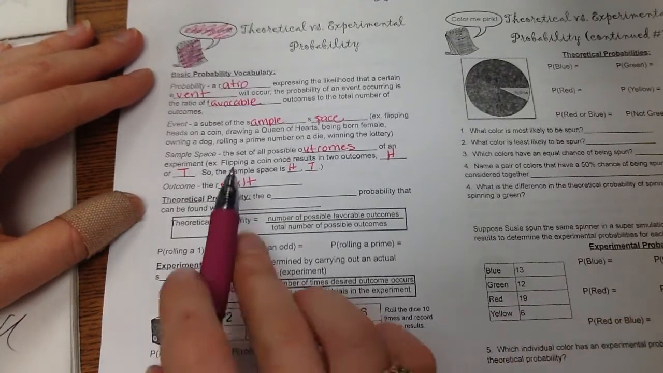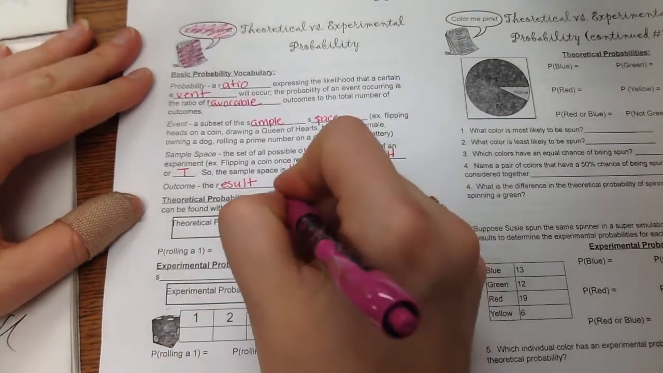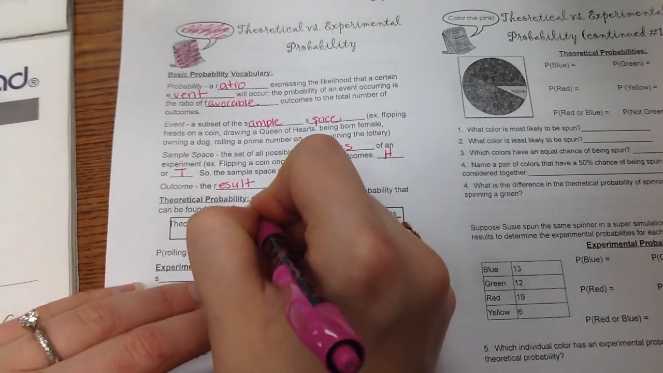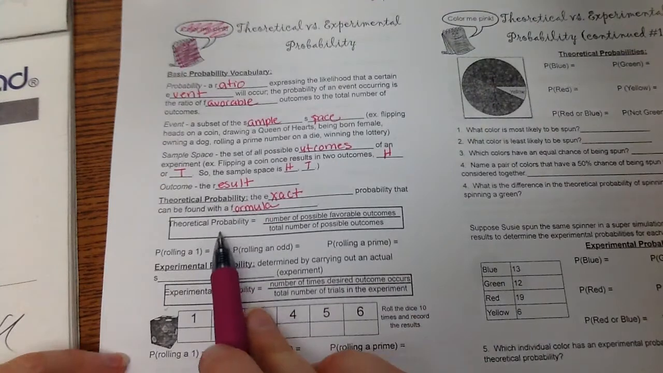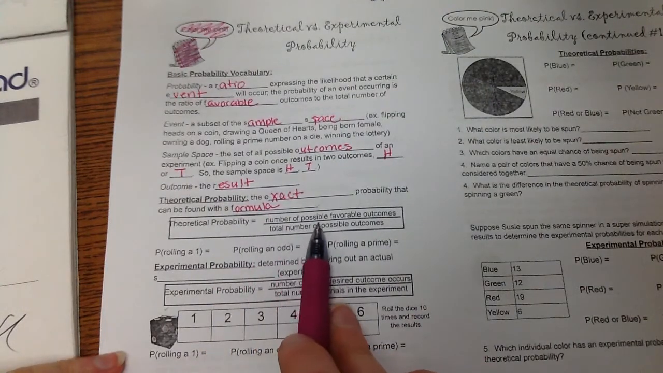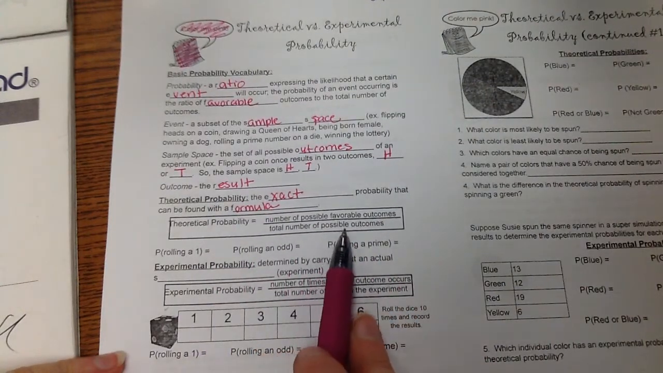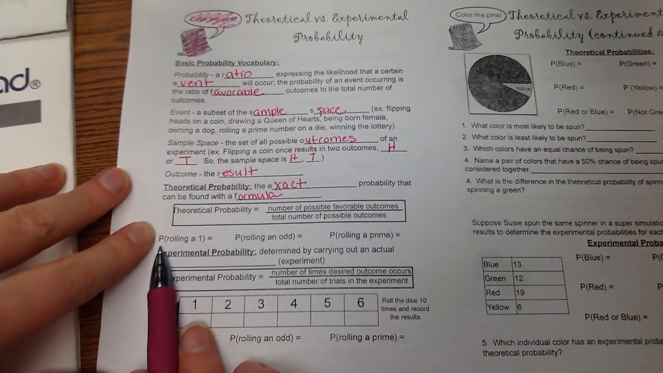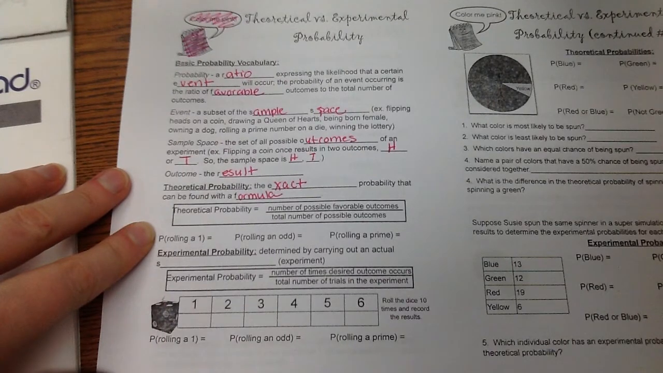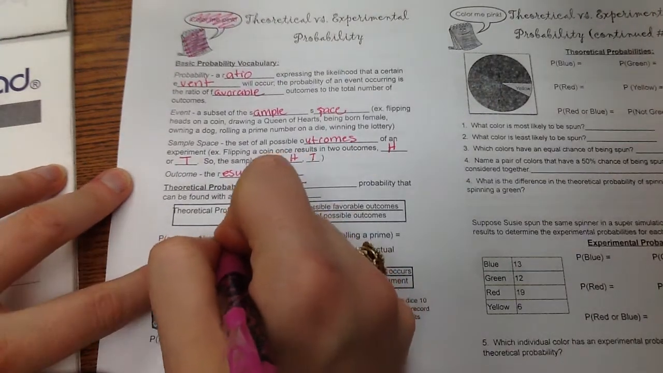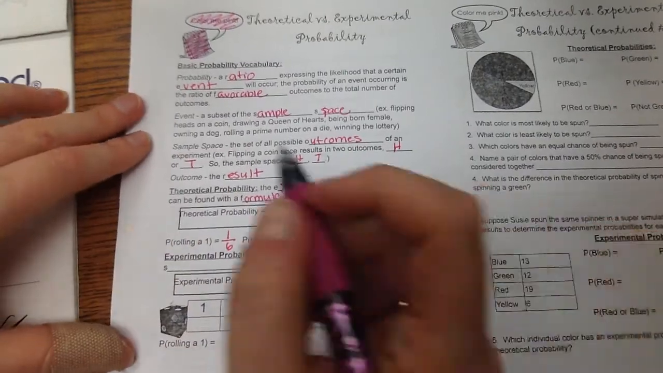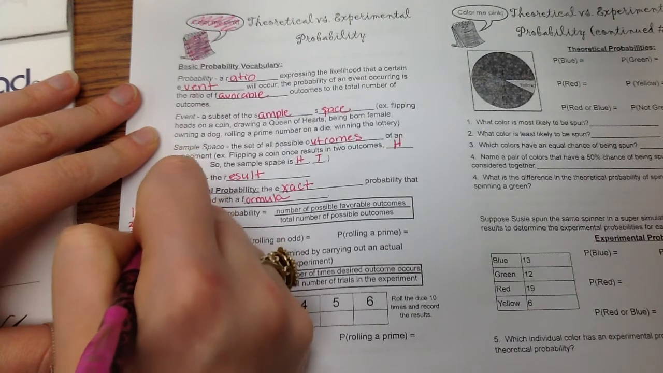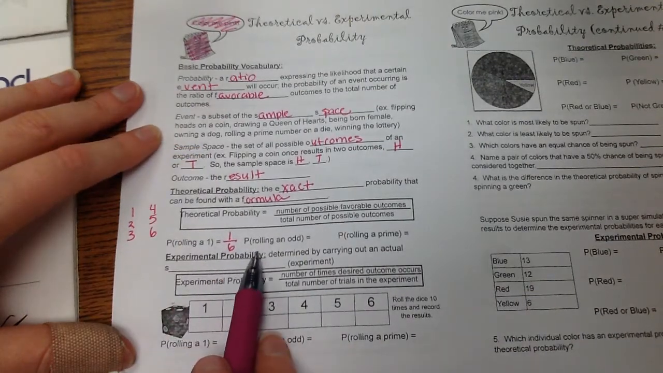Theoretical probability. Theoretical probability is the exact probability that can be found with a formula. So the theoretical probability right here, it's the number of possible favorable outcomes to the total number of possible outcomes. So for example, in theory, on a die, if I roll a 1, the probability of rolling a 1 on a die would be 1 out of 6, or on a number cube. Remember, when we were talking just a few minutes ago, I like to write out my sample space. It helps me see the probabilities.